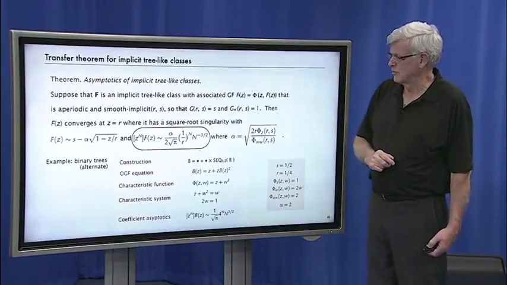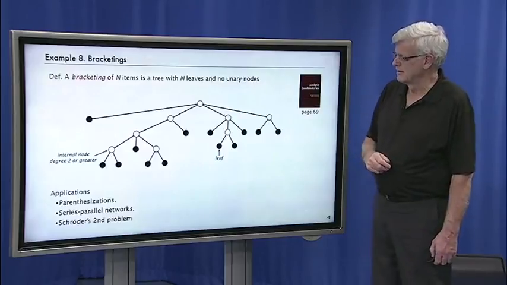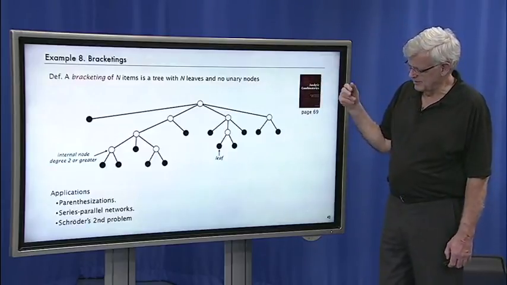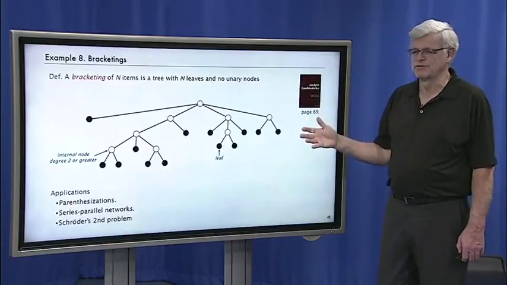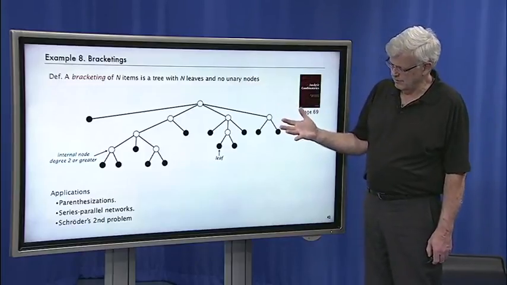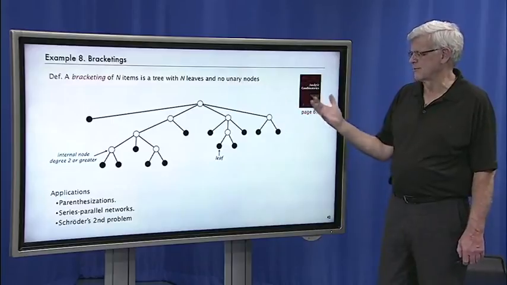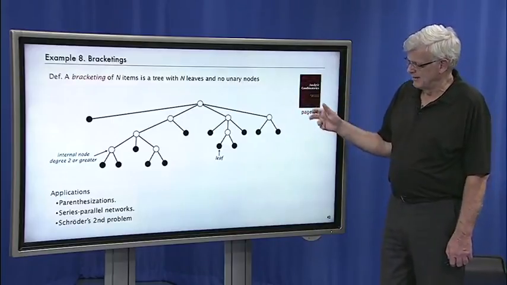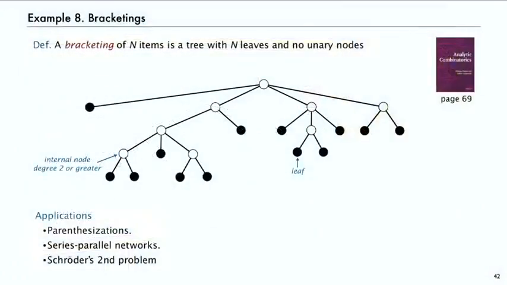So let's look at a more complicated example. A famous complicated example leads to what's called Schroeder numbers. A German mathematician called Schroeder in the 19th century studied a lot of problems like this. And this is one. So a bracketing of n items is a tree that's got n leaves, so the black ones are the leaves here, and no unary nodes.